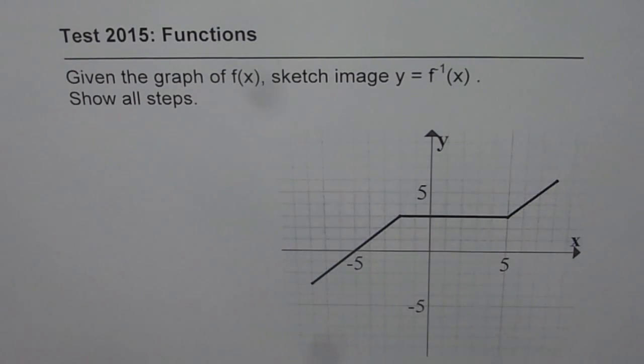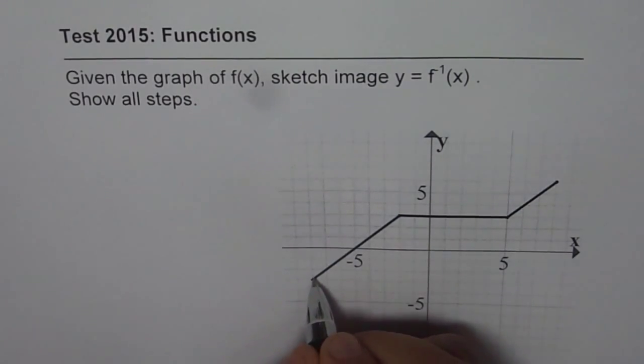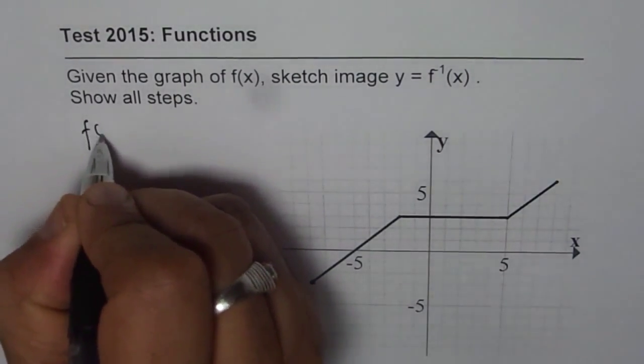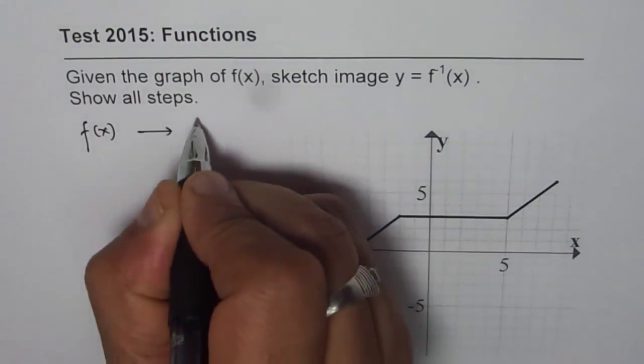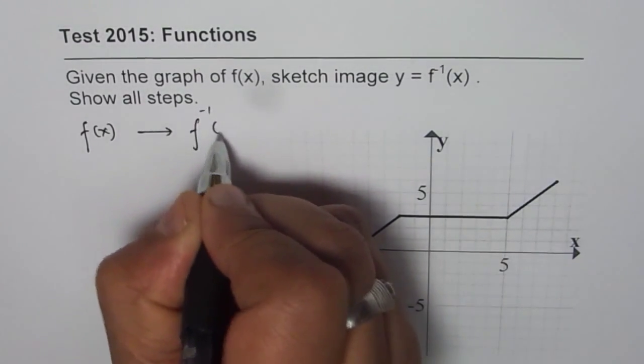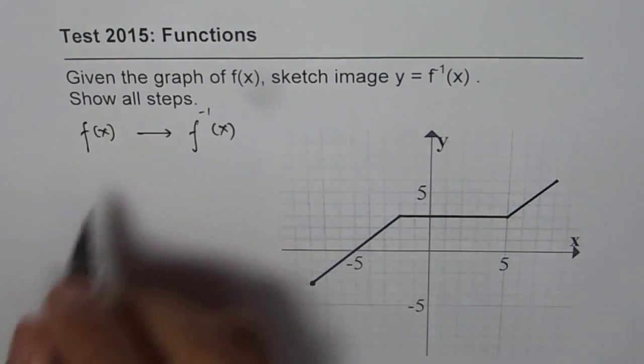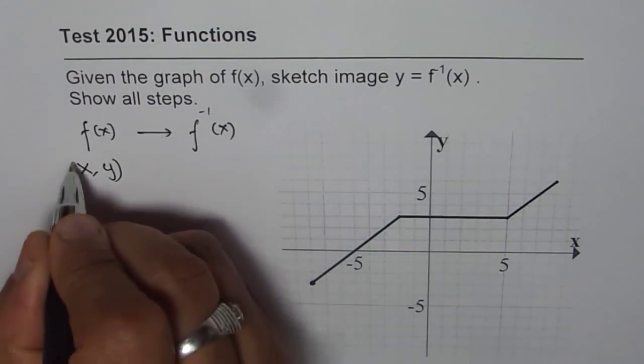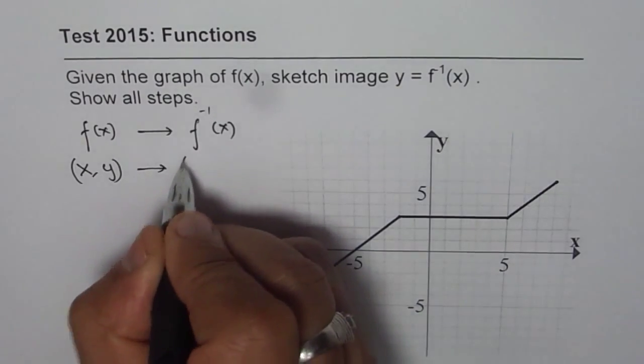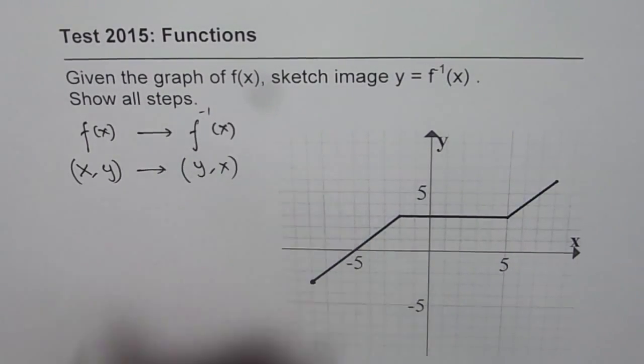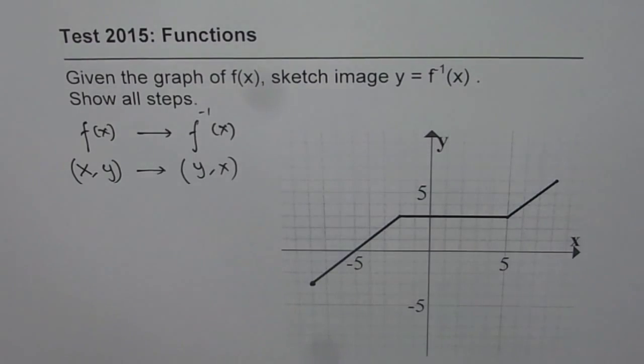Given the graph of function f of x, sketch the image y equals f inverse of x. Show all steps. I'll show you two different methods of sketching an inverse function from the graph. So the first method is when f of x is given to us and we have to find f inverse of x. In that case, we can just swap the points, that is to say, interchange x and y values. So that is the result of the inverse function.